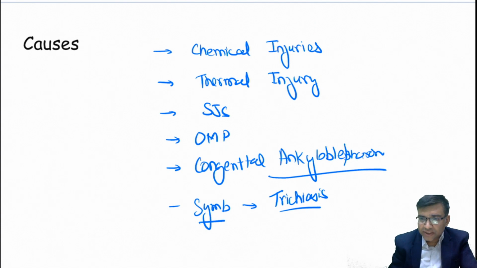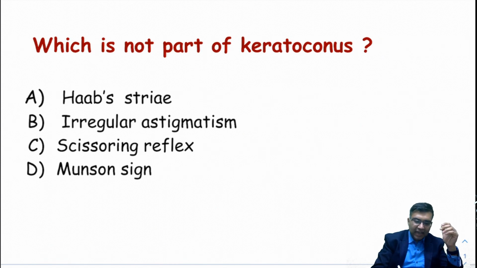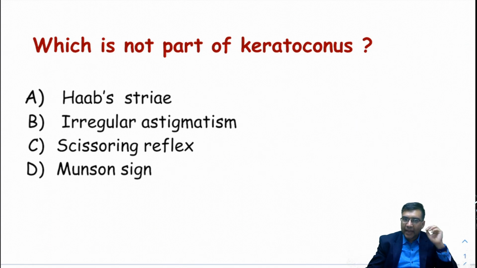A very easy question. So the next question was, which is not part of the features in keratoconus? Your options were Haab's striae, irregular astigmatism, scissoring reflex, and Munson sign. So as we all know, the answer here would be Haab's striae.